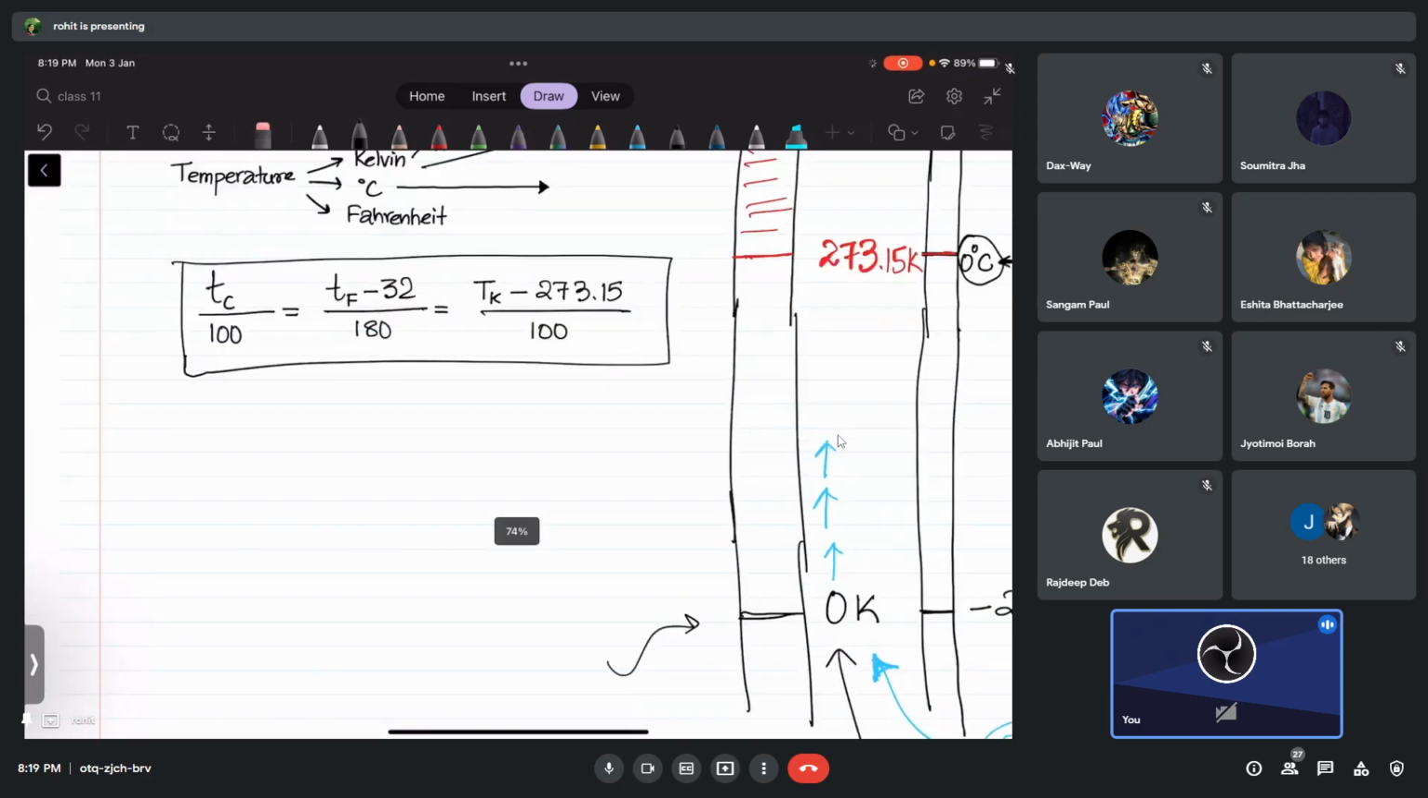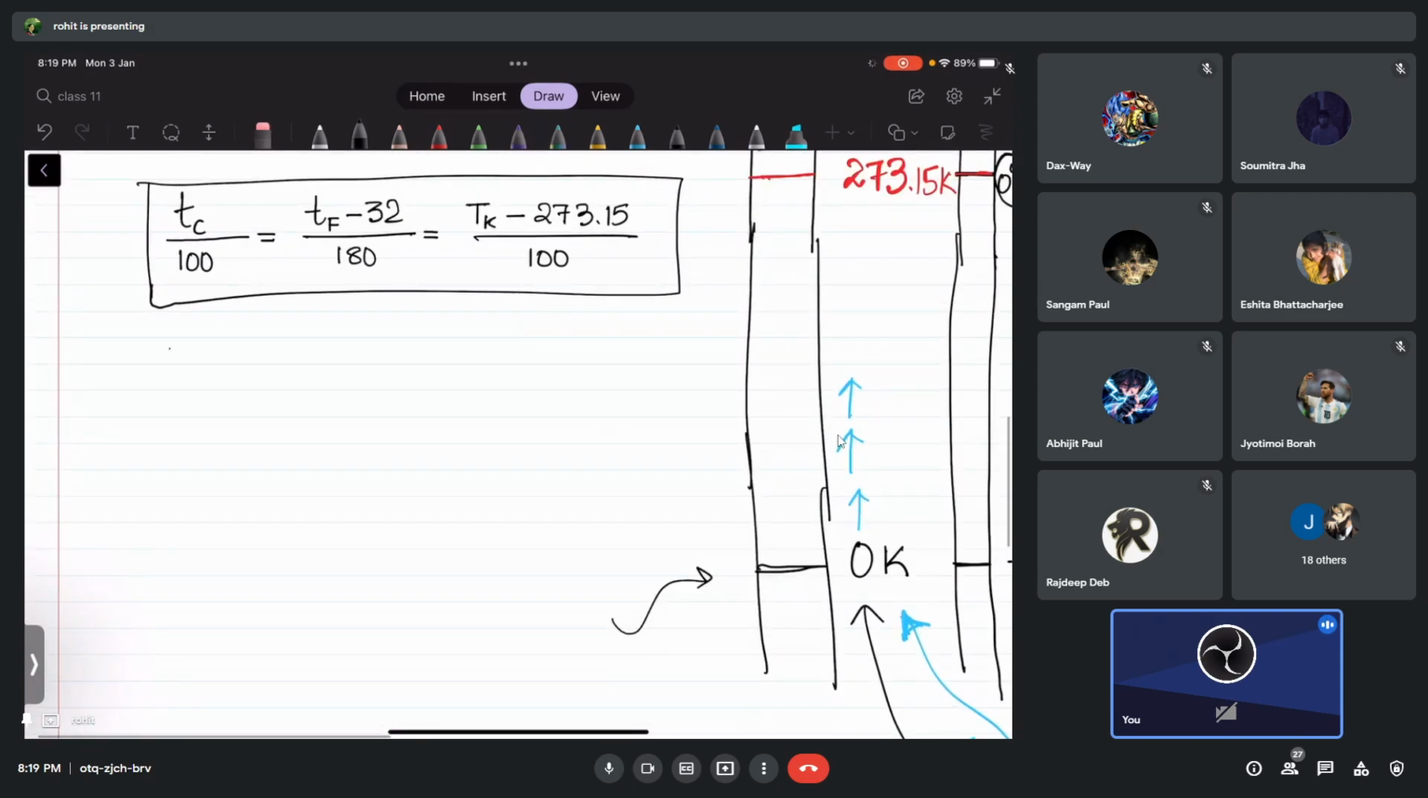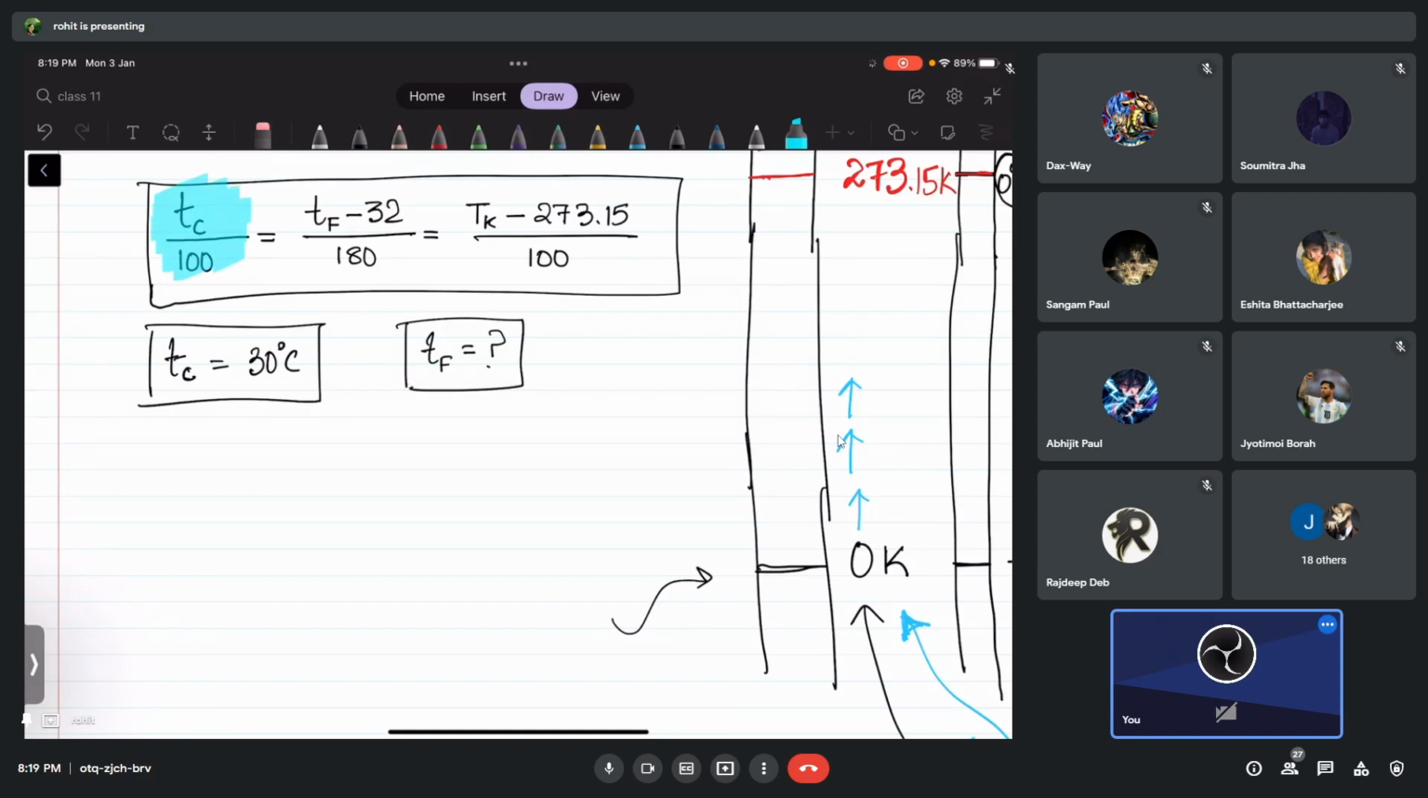Suppose I tell you the temperature in degree Celsius is, let's say, 30 degree Celsius, and I ask you what is the temperature in the Fahrenheit scale. So which two relations are you going to use? You're going to use the first one with the second one. This is a conversion. Can you understand the question, guys? In Celsius scale, the temperature is 30 degrees Celsius. So in Fahrenheit scale, what will be the equivalent temperature? I'm going to use only the first two to get the answer.